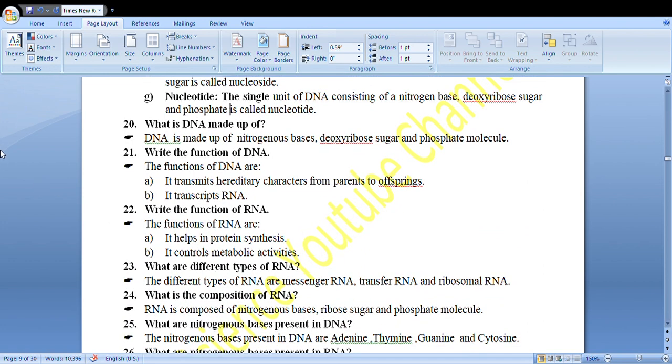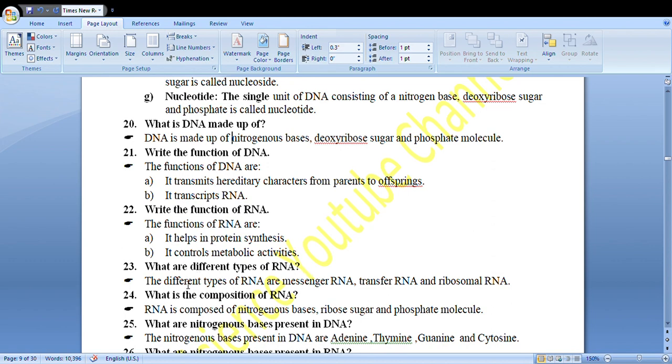What is DNA made up of? DNA is made up of nitrogen bases, deoxyribose sugar and phosphate molecule. Write the function of DNA. The functions of DNA are: it transmits hereditary characters from parents to offspring, it transcribes RNA. Write the function of RNA. The functions of RNA are: it helps in protein synthesis, it controls metabolic activities.